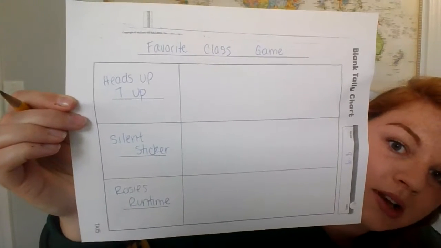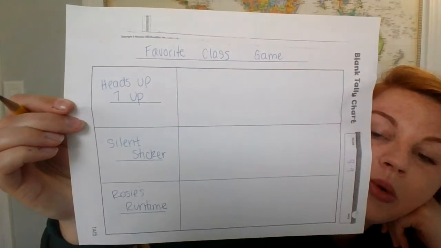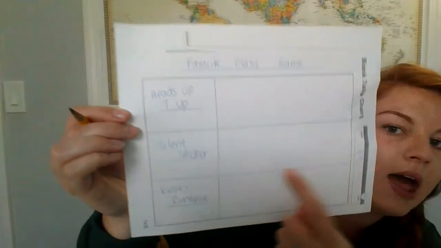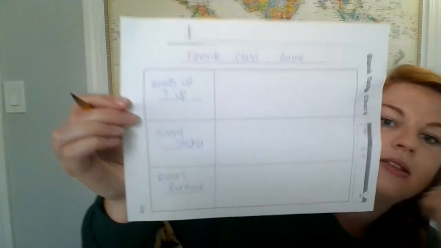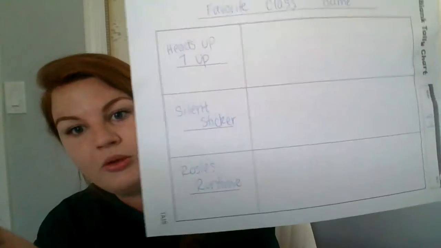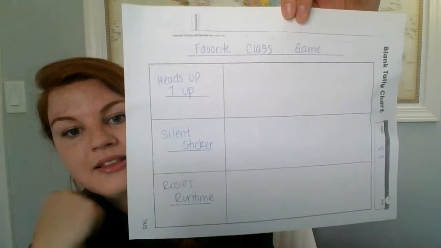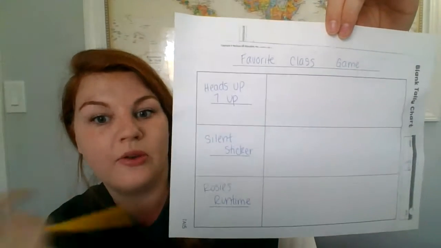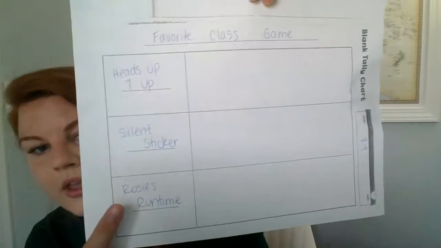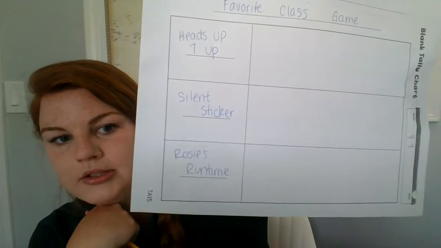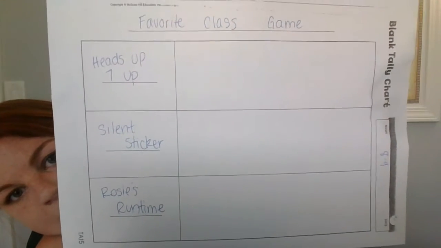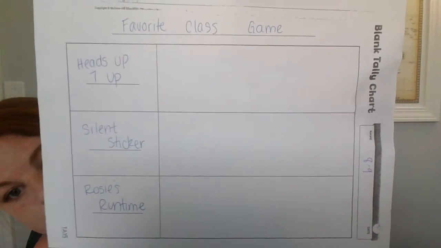So you need a title, and I chose that we're going to be doing the data of favorite class game. And you would be voting on whether you think your favorite game is the Heads Up 7-Up game that we play in class, or the silent sticker game, when you have the sticker on your forehead and you cannot talk and you have to find your same color, or the game we play, Rosie's Runtime, with the cards and the dots and the doggy ears in class. So we'd be voting on these in class. If you need to pause so you can fill in those words, please get that done.